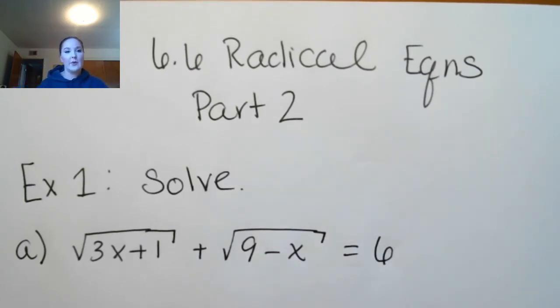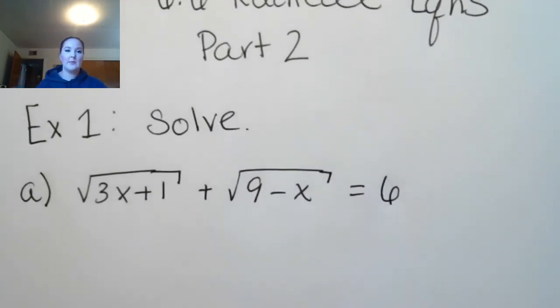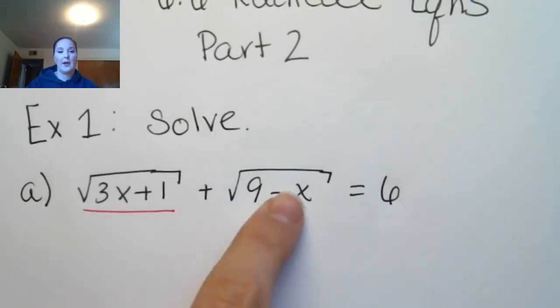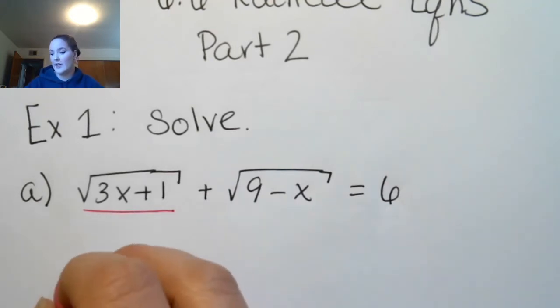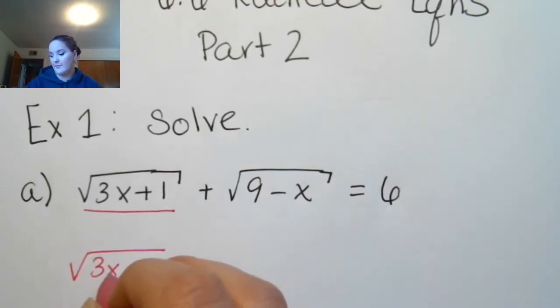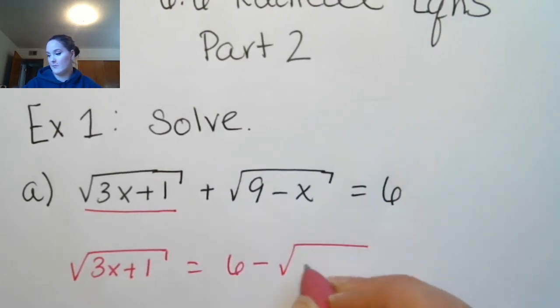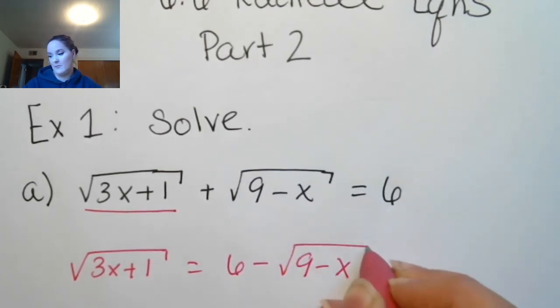As we said last time, the first thing we want to do is isolate a radical. If there are two radicals, we want to pick one to isolate, and it doesn't matter mathematically which one you pick. So let's just isolate the first one by subtracting this one to the other side.